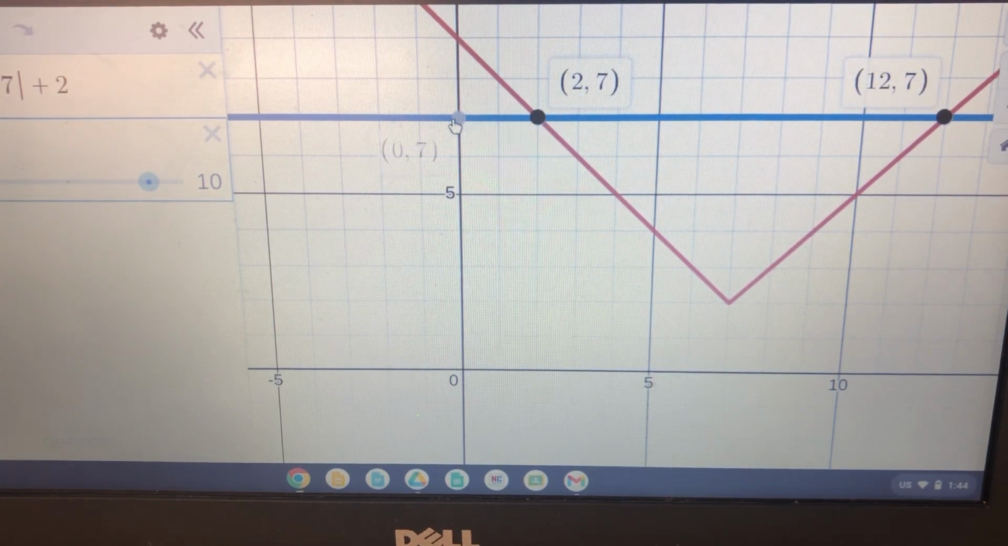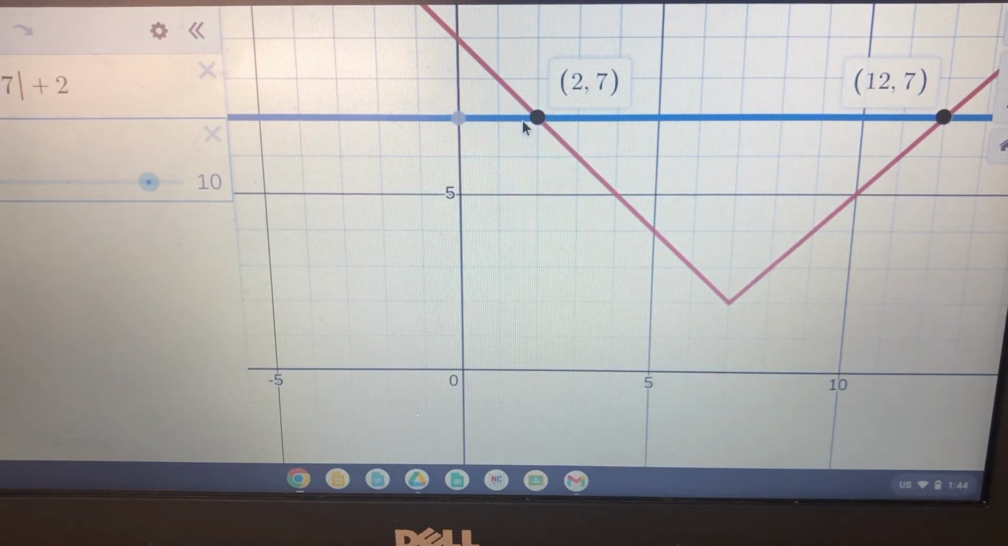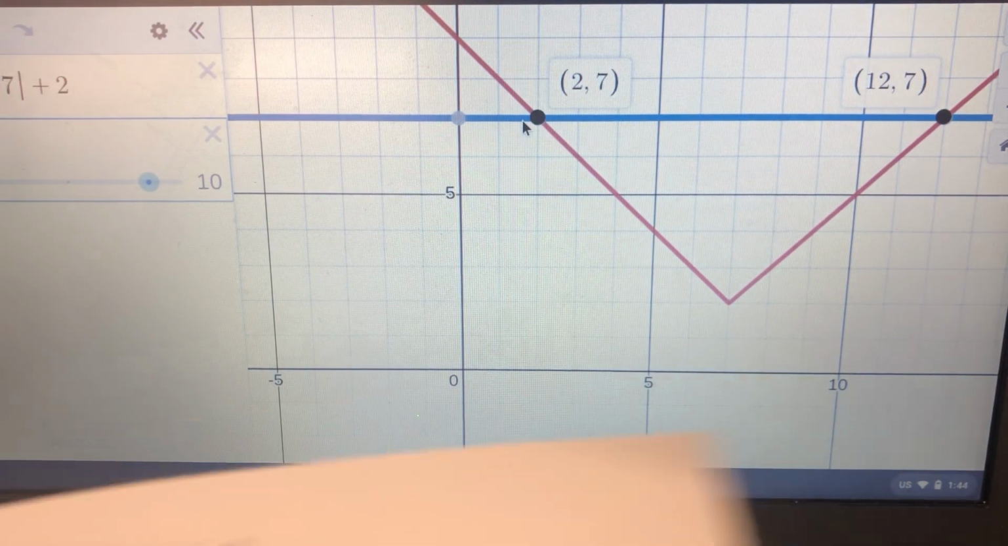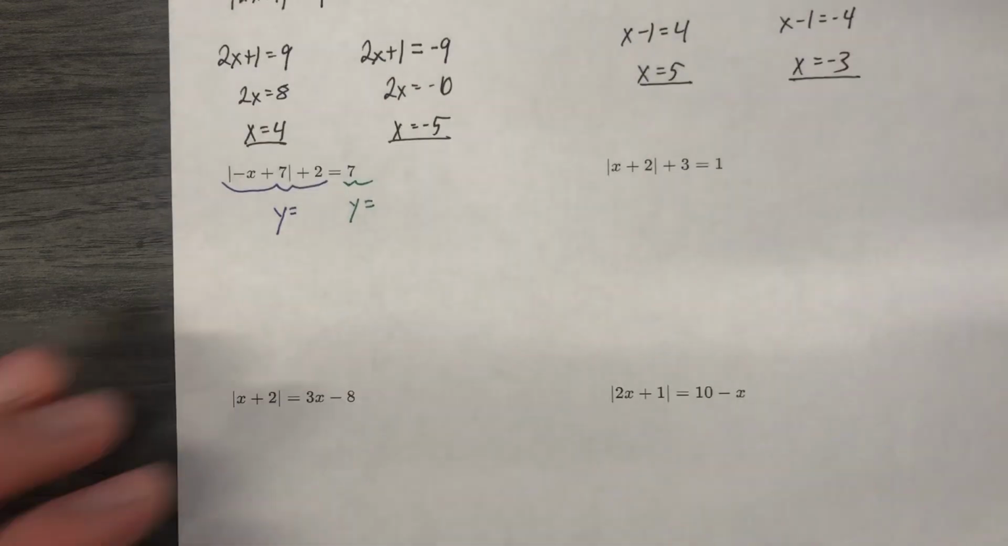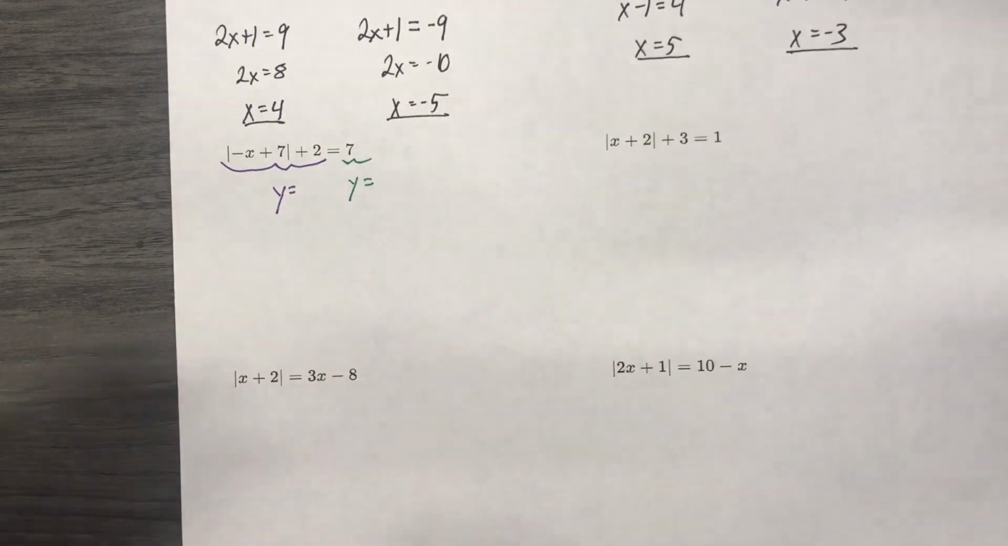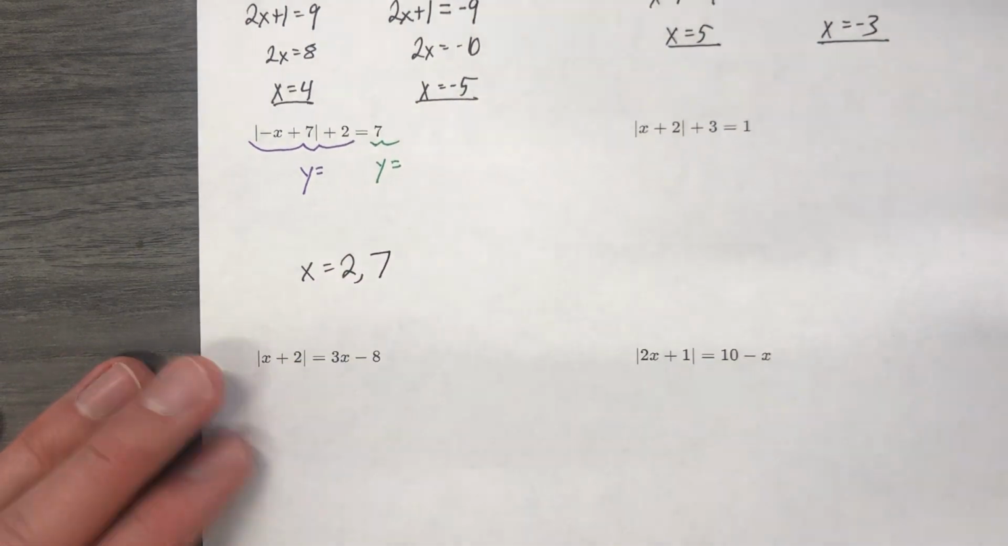Now you might be tempted to pick that one. No, that's an x-intercept, a y-intercept. Nope, I need where they intersect. The two graphs intersect, and that's at 2, 7 and at 12, 7. However, the actual equation was, hey, tell me what x is. All I care is the 2 and the 7. So that's the answer to this one. It's just 2 and 7. So I did y equals this, y equals that. Final answer is x equals 2 and x equals 7.